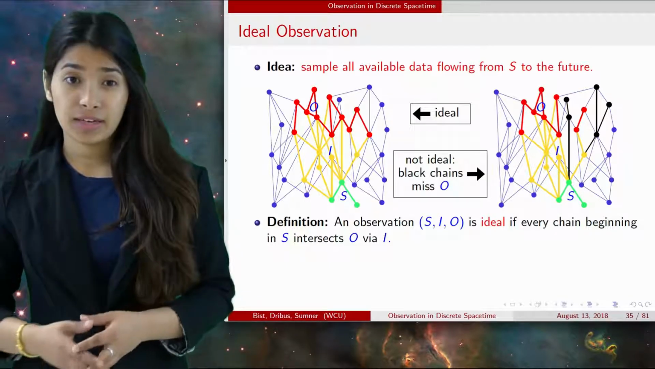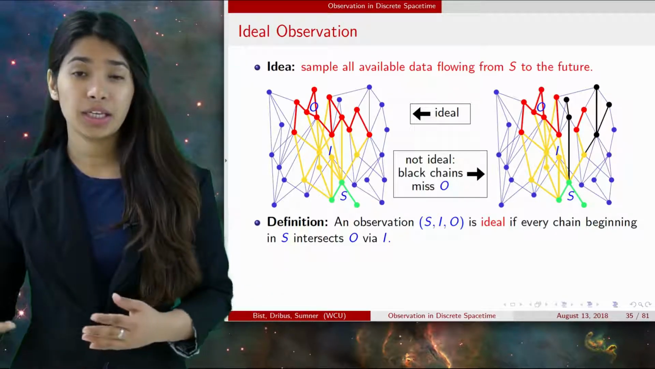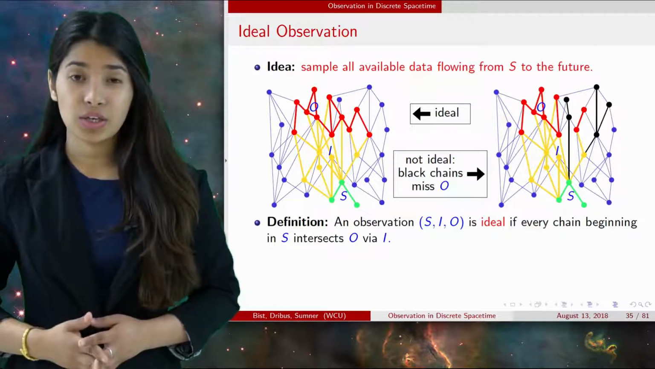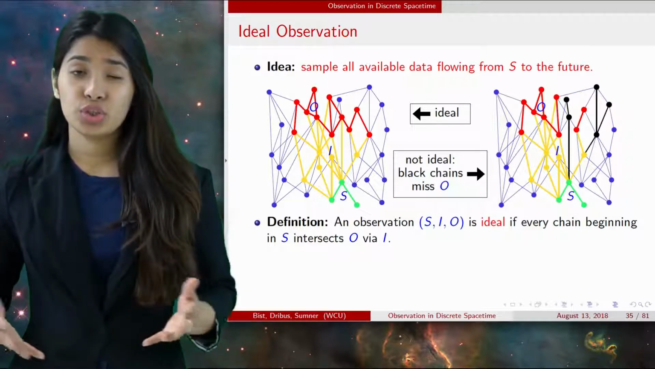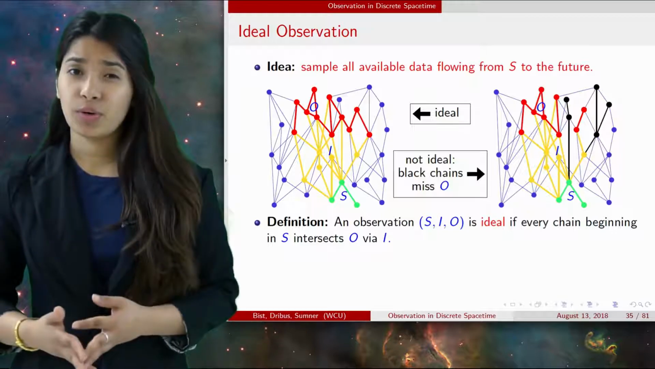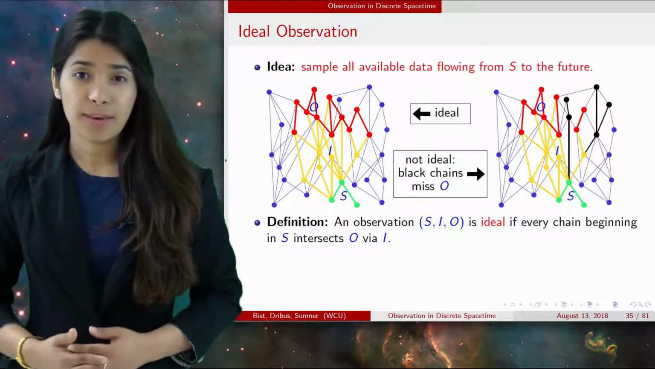In the right-hand diagram, however, there exist chains beginning at S which do not intersect O. These chains, which are shown in black, carry information to the future which is not sampled by O.